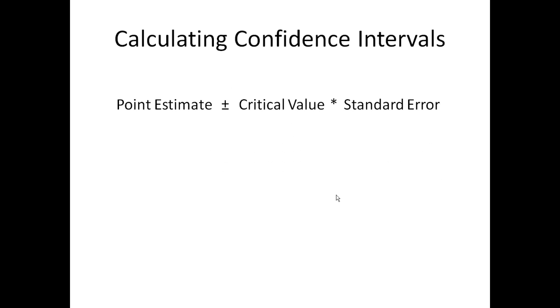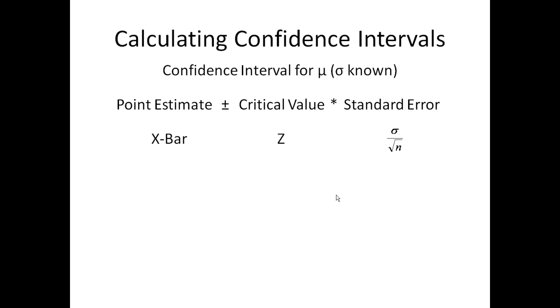So what are the different types of confidence intervals that we can see? The first of these cases is the confidence interval for mu, a population mean. In this case, we're going to assume that we know what sigma is, where sigma is the population standard deviation. Our point estimate is x bar. Our critical value is going to come from the z distribution, and our standard error is the population standard deviation divided by the square root of n, where n is our sample size.